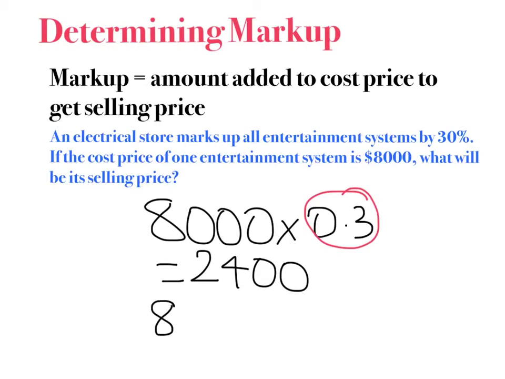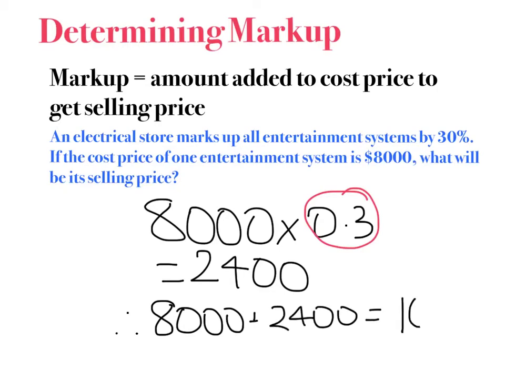So I can then go, therefore, 8,000 plus 2,400 equals 10,400. And do the 2 steps.